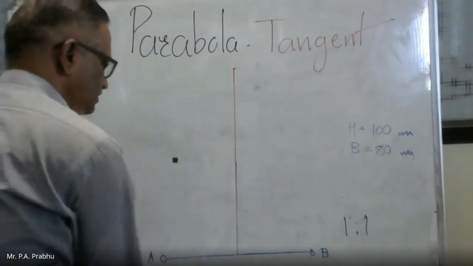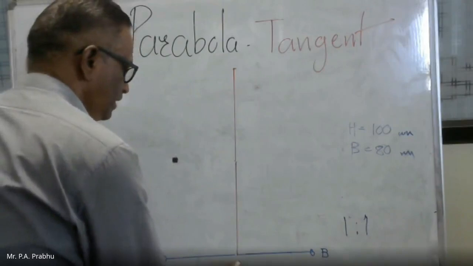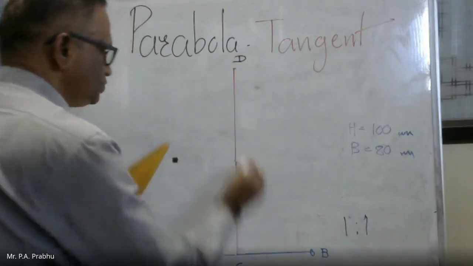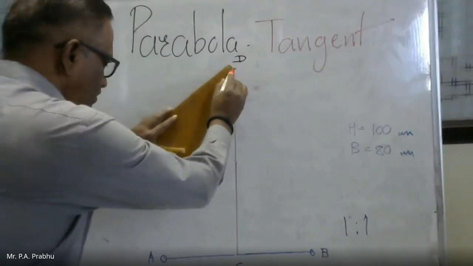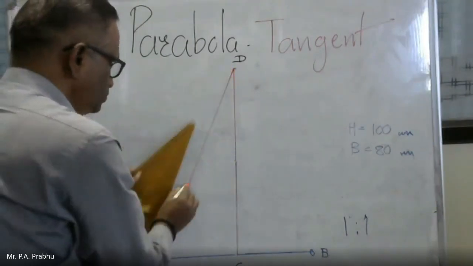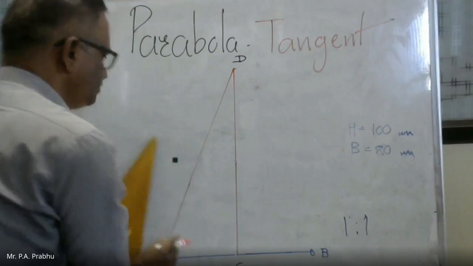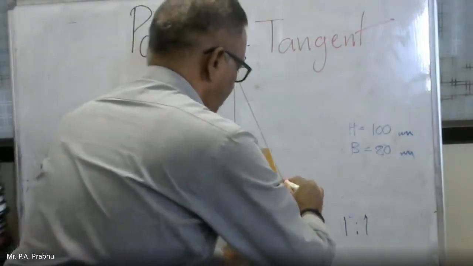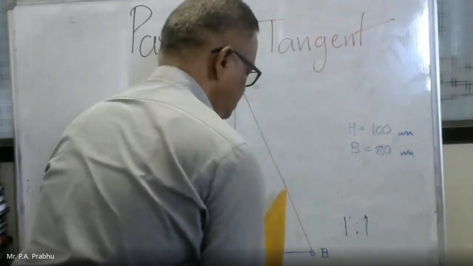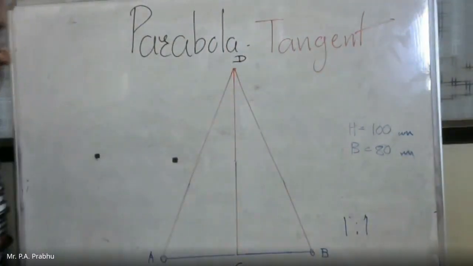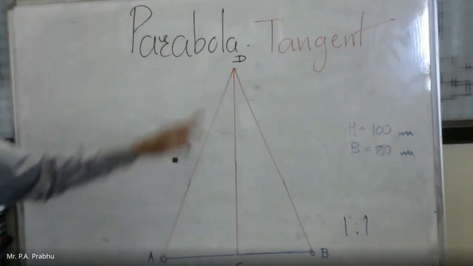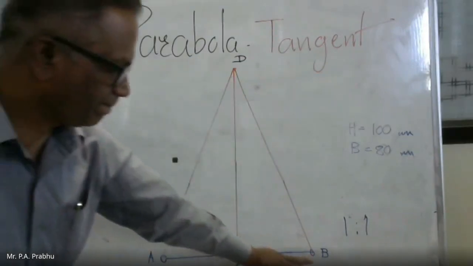Then, suppose this is AB and here we have marked CD. Then, join this A with the ends of your base. Join this D with A. Join this D with B and complete a triangle. Join this point with the end of the given base A. Join this point with B.